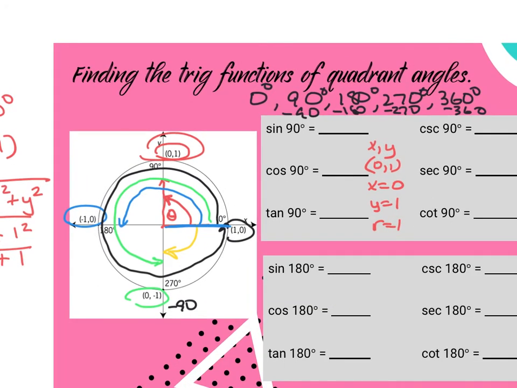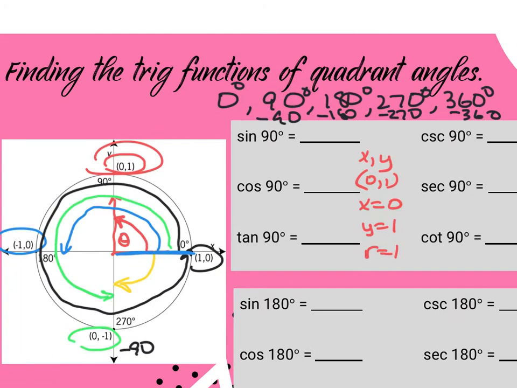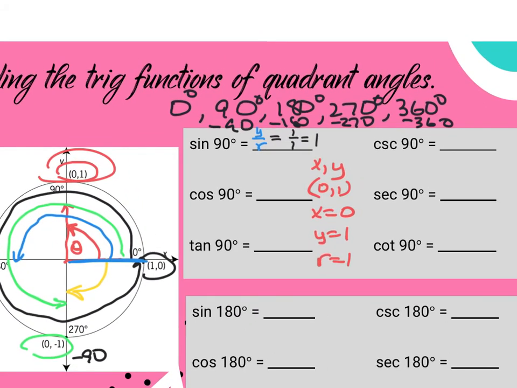So let's go ahead and fill these in. Now that I know my x is 0, y is 1, r is 1, using that ordered pair, let me go ahead and fill in the same trig values using those same ratios. So again, sine is y over r. So y over r gives me 1 over 1. So sine of 90 is 1. Cosecant, this one's the reciprocal. So this one is r over y, 1 over 1, and it's 1.